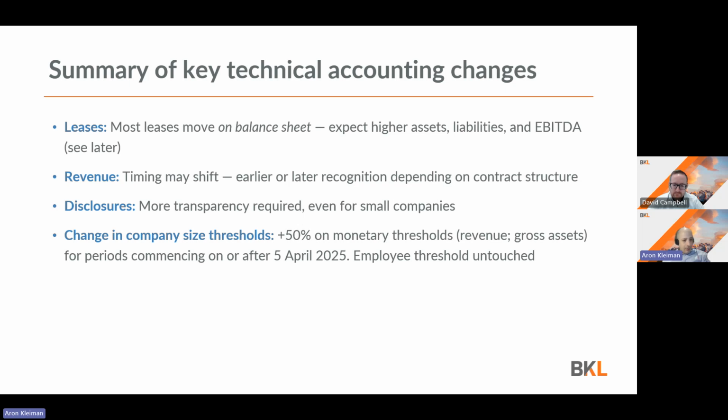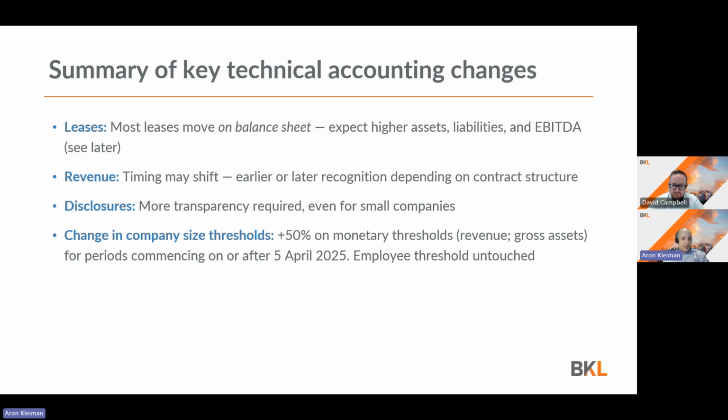We're going to talk about revenue, the move to the 5-step model. Those familiar with IFRS 15, that's the move that FRS 102 is making. Timing of when you recognize revenue may shift earlier or later, depending on how your contracts are structured. Disclosures, what's going to go into the financial statements, and that's where we can really help out. More transparency will be required, and there's more that's going to be demanded of even small companies that have historically enjoyed fewer disclosure requirements.